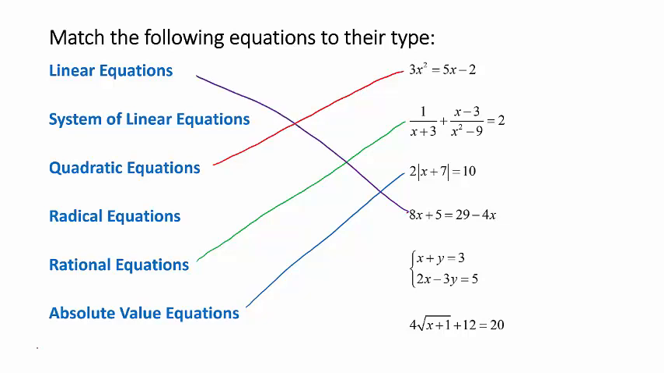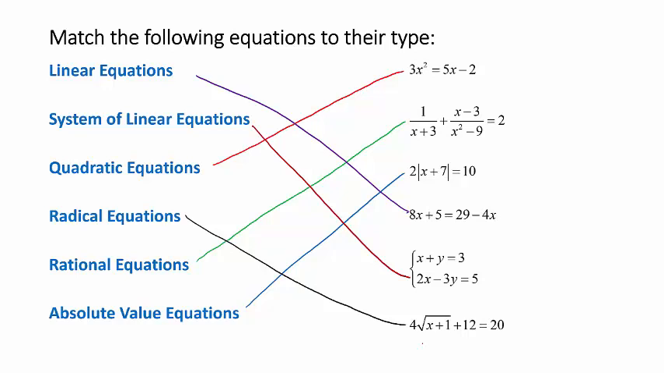So now I've got this system of two equations, right? x plus y equal to 3 and 2x minus 3y equal to 5. So that's going to be the system of linear equations. I'm going to mark it here. And then the last one, process of elimination, right? 4 times the square root of the quantity x plus 1 plus 12 equal to 20. With the square root in it, that's what we call a radical equation, because it's got a radical in it. And of course the goal of this one would be to get the radical by itself, square both sides, all of that.